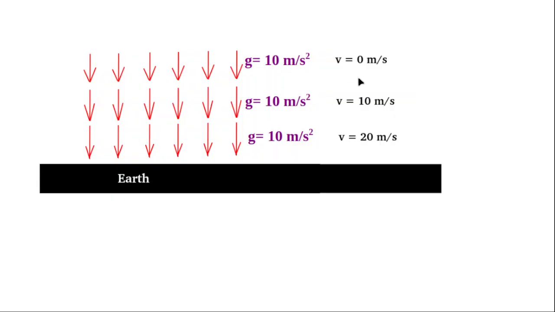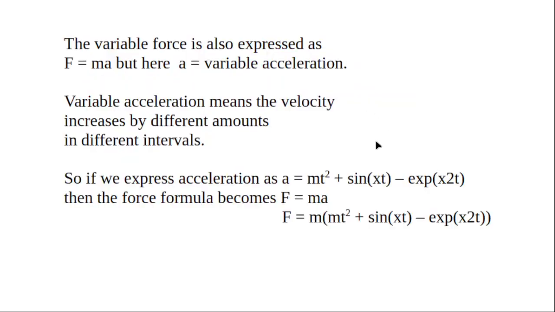At every point the gravitational force is 10 newtons, provided the mass is 1 kg and g is 10 meters per second squared. But the velocities are different. Under the action of constant force, the velocity increases like this. At the beginning instant it is 0 meters per second. After 1 second it is 10 meters per second. After another second it becomes 20 meters per second.